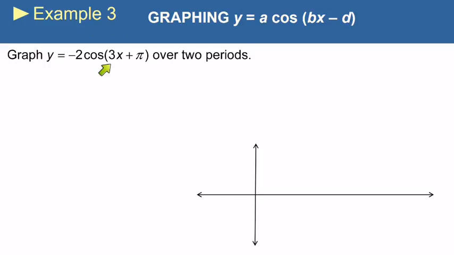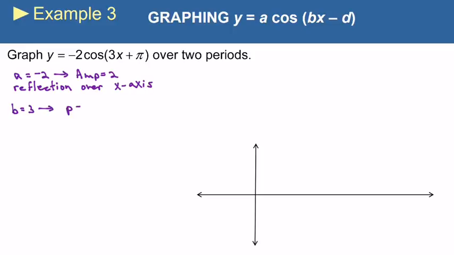Okay, here's one where we do have a b number that is not 1. So let's very carefully start with a and work our way through. Okay, first we see that a is negative 2. And that means that amplitude is positive 2, and also there's going to be a reflection across the x-axis. Now b is 3. And if b is 3, that means period is 2 pi over 3.